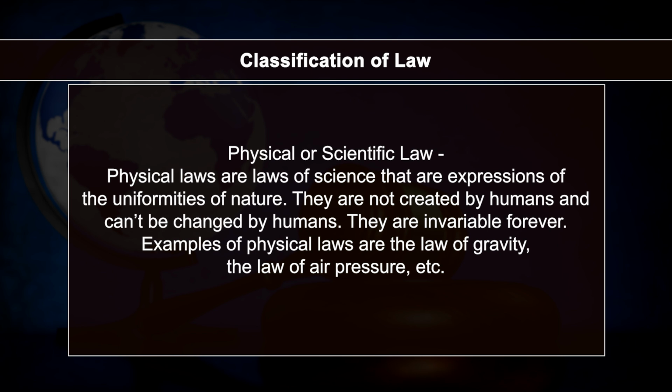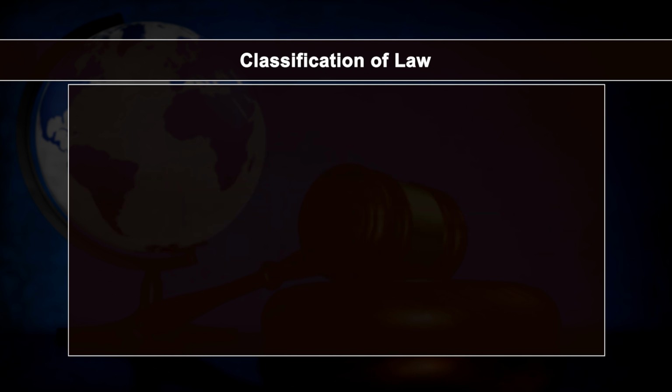Physical laws are the laws of science that are expressions of the uniformities of nature. They are not created by humans and cannot be changed by humans. They are invariable forever. Examples of physical laws are the law of gravity, the law of air pressure, etc.